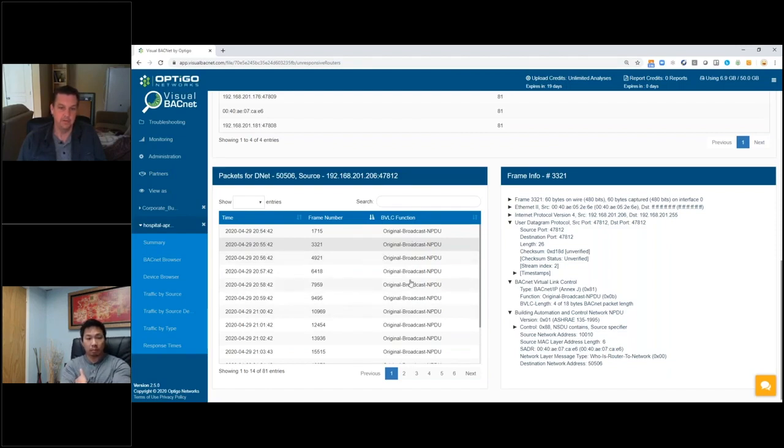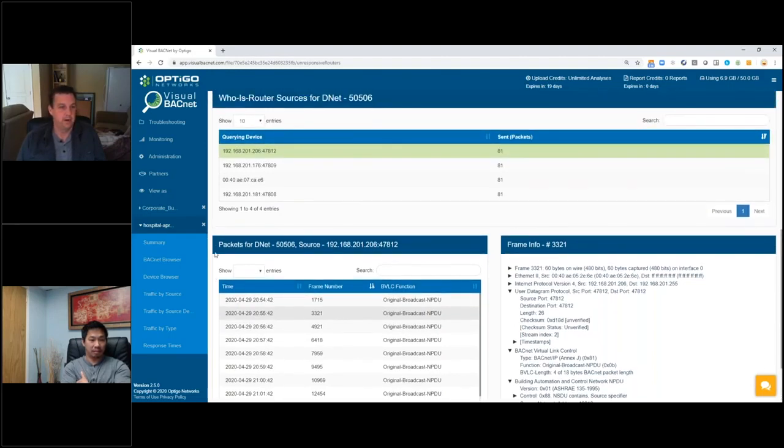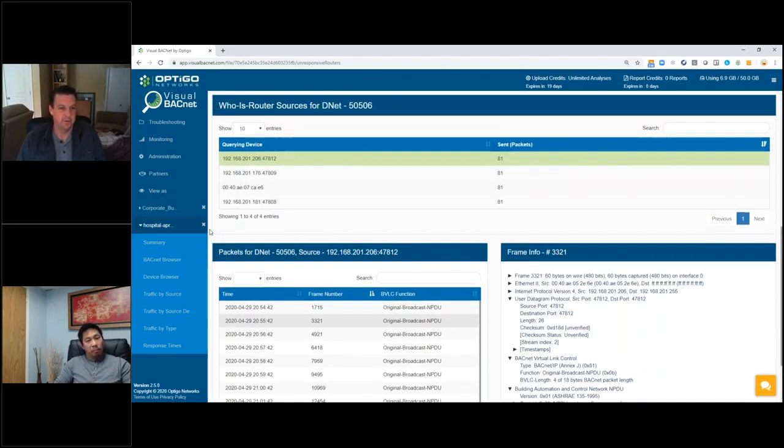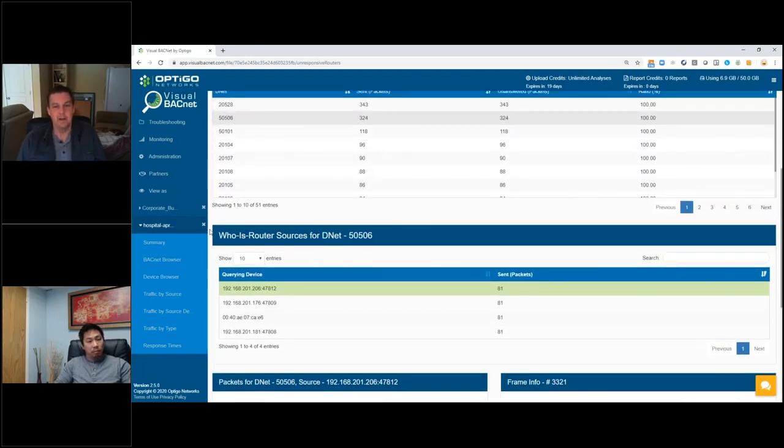The second that the BVLC function goes to forwarded MPDU, then we know we're crossing BBMDs. Correct. So looks like you've got some work to do, Phil, to figure out what's happening on this network and targeting these querying devices on the source. It looks like your router and your missing acknowledgements are going to be related.